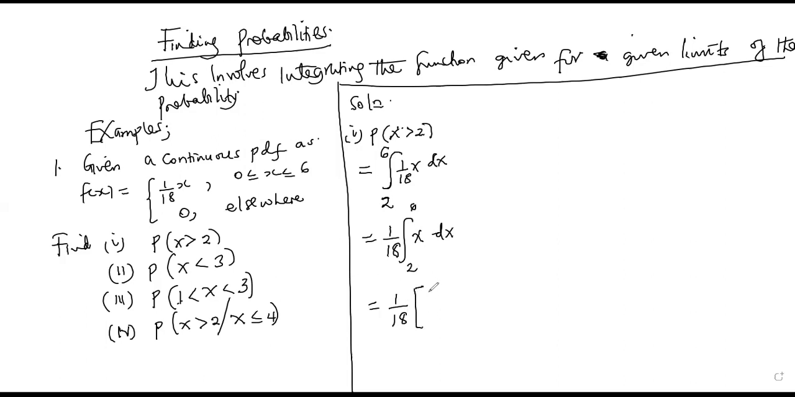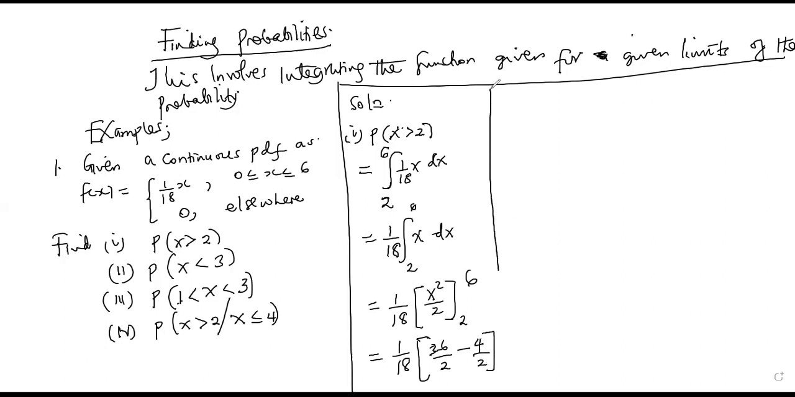So this is the same as 1 over 18, integrate that. When you integrate x, you get x squared over 2, but from 2 to 6. So this is 1 over 18, substitute for x as 6. So it will be 36 over 2, because we shall square 6 over 2. We subtract when we substitute for a 2, to be 2 squared over 2, which will be 4 over 2. So the answer would be 18 minus 2.